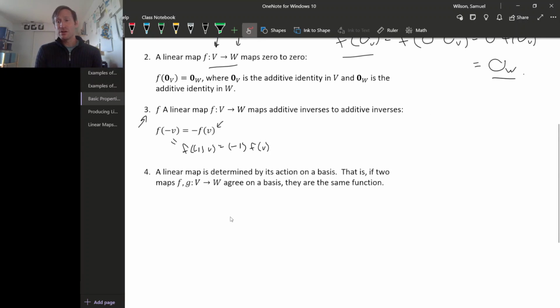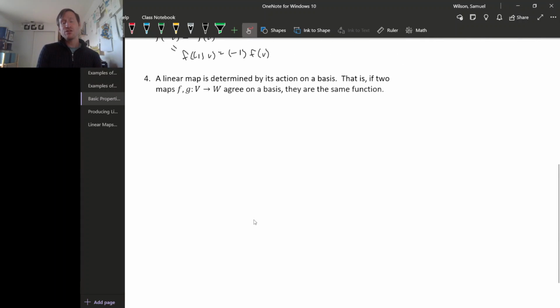Another interesting fact about isomorphisms was that they were totally determined by what they do on a basis, but actually the same is true for homomorphisms. So if you go back and look at the proof of this fact for isomorphisms, we never actually used the fact that the function was one-to-one or onto, I don't think. So the exact same proof works just as well for homomorphisms, or linear maps, as it does for isomorphisms. So if two homomorphisms, if two linear maps agree on a basis, then they actually are exactly the same function.